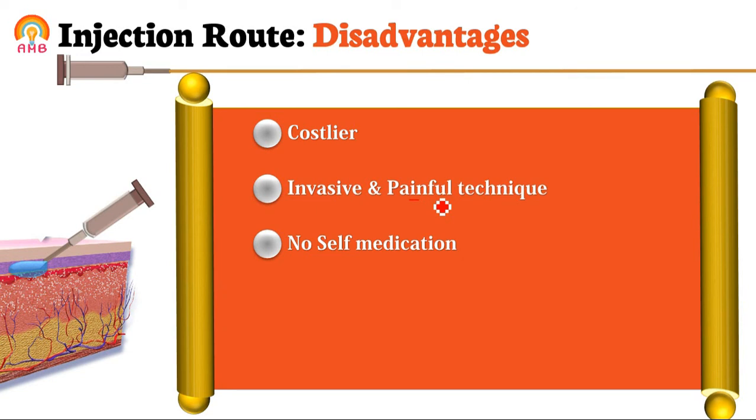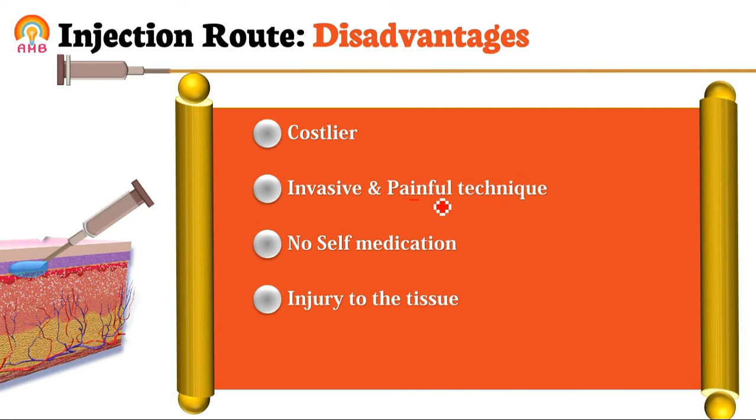Next disadvantage is that there are chances of local tissue injury because of injections. So if a needle is introduced in our body or tissue, it may damage certain tissues or cells, or sometimes the injection is given wrongly, there are chances of damage to the nerve also. So there are chances of local tissue injury, and because of that it is the most risky route of administration of drug.